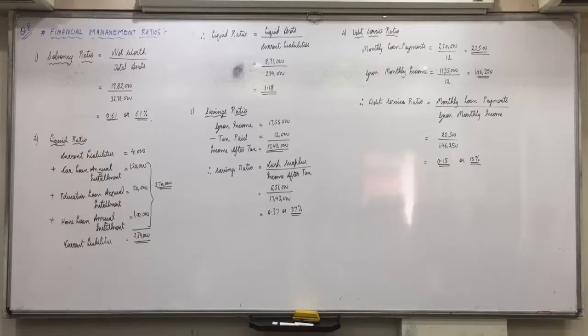Page 33, question 5 was done. Now we are taking up question number 6. In question 6 we will make only the income statement.